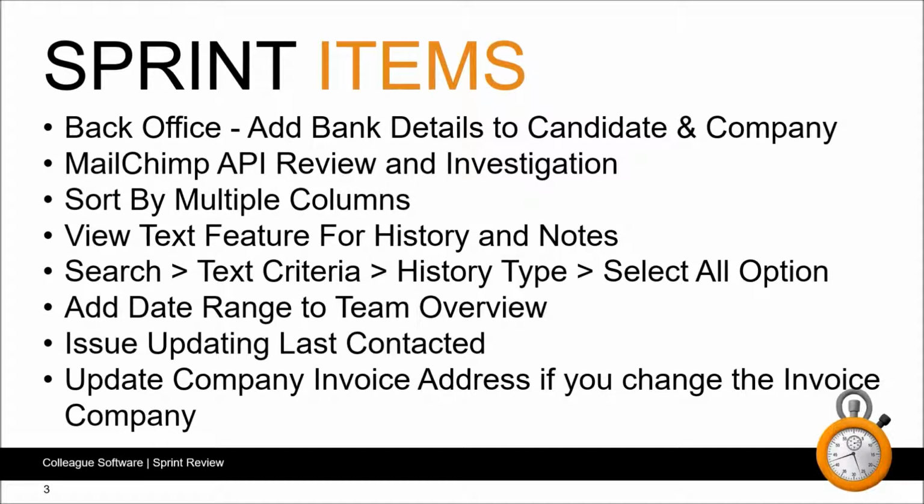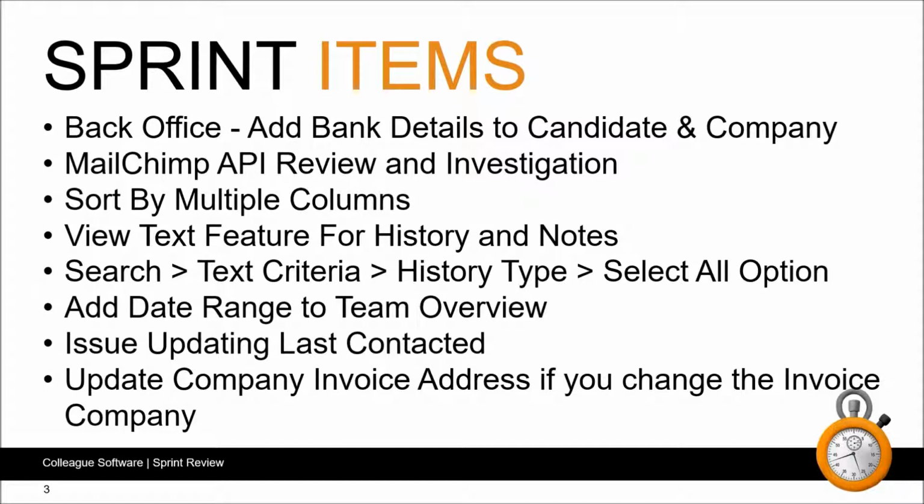Within the search, we've now added multiple column sorting to the search results, and this option is also available now throughout the system. We've also updated the view text feature so that it supports text criteria searching against history logs and notes. Again, within the search, we've added the select all option to the list of history types that appear when your text criteria is searching.